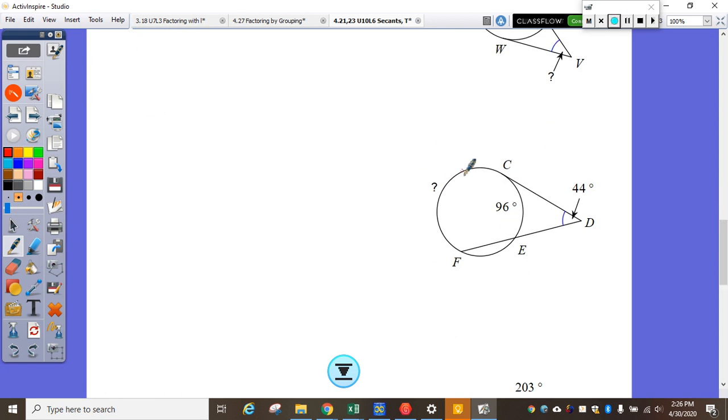So now I know my smaller arc. I don't know my larger arc, but I do know that the larger arc minus the smaller arc divided by 2 is the angle. So we'll let the larger arc be x, because that's what we're looking for, minus the smaller arc divided by 2 equals the angle, 44. And then we just do the algebra. Multiply 2 to both sides. And so we have x minus 96 equals 88.